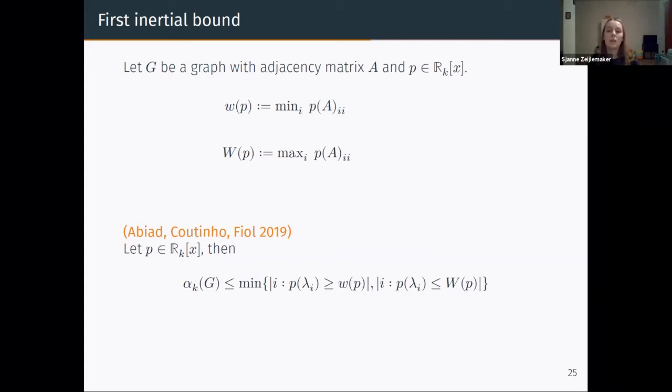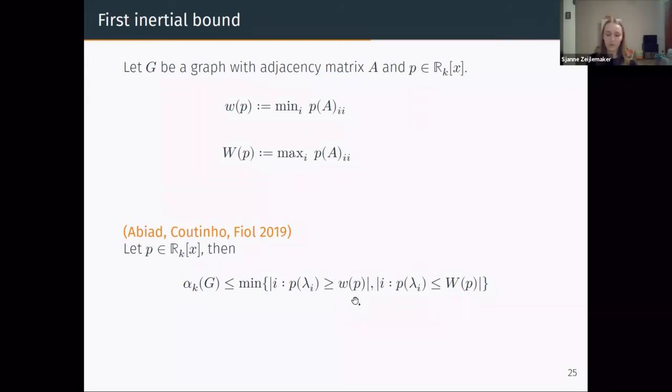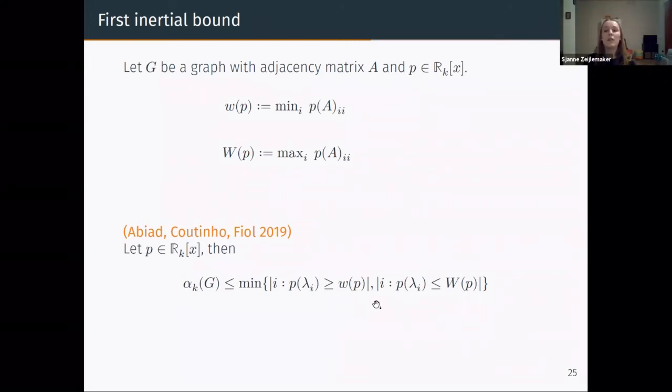And in that case, we can formulate an inertial type bound, which looks as follows. So it's very close to the Svetkovich bound, but instead of just counting non-negative and non-positive eigenvalues, we have this polynomial p on either side. And now just to give you an idea of how to prove these type of bounds, I want to give a very quick proof sketch of this one.